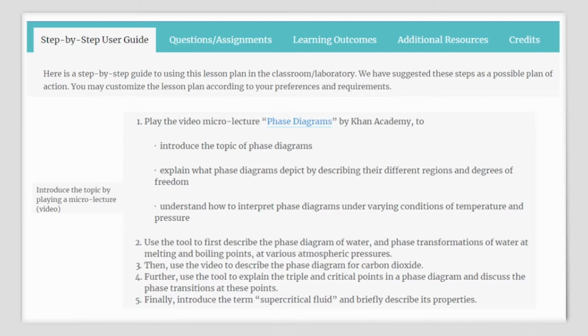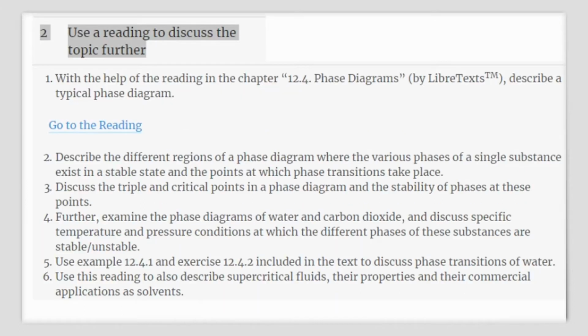Further, use this tool to explain what are triple and critical points in a phase diagram and discuss phase transitions at these points. You can introduce the term supercritical fluid and briefly describe its properties at this point. Step 2. You can use a short reading to discuss this topic further.